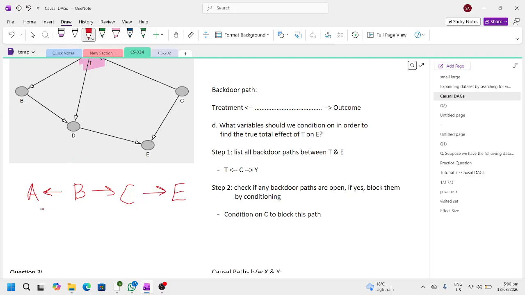Now, this is the interesting thing actually. If I have something like this, D, and then D का arrow C पे जा रहा है, so can you condition on C then? Is conditioning on C going to be appropriate?